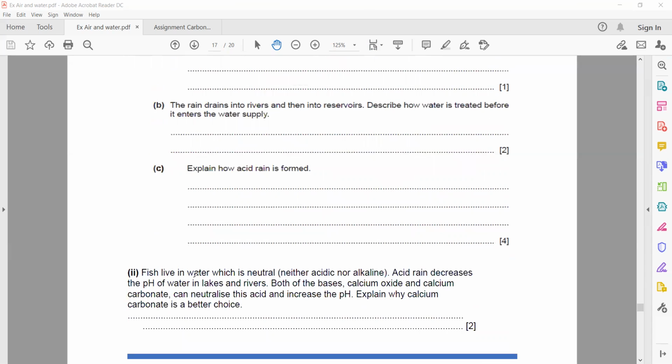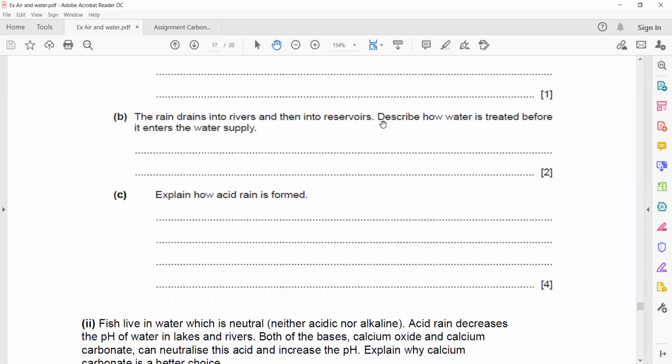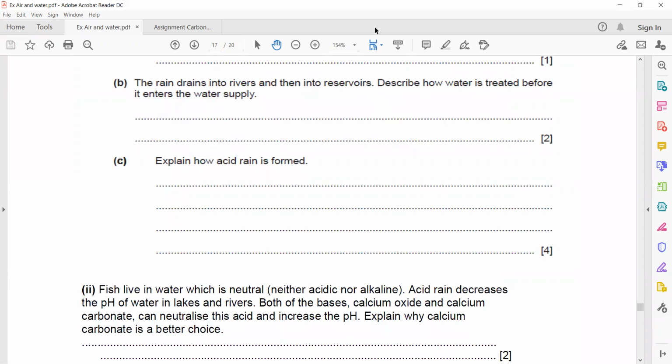Then fish live in water which is neutral, neither acidic nor alkaline. Acid rain decreases the pH of the water in the lakes and the rivers. Both of the bases, calcium oxide and calcium carbonate, can neutralize the acid and increase the pH. Why is calcium carbonate a better choice? What is the reason why calcium carbonate is a better choice for making the water neutral as compared to calcium oxide? The reason is that calcium oxide is sparingly or slightly soluble.